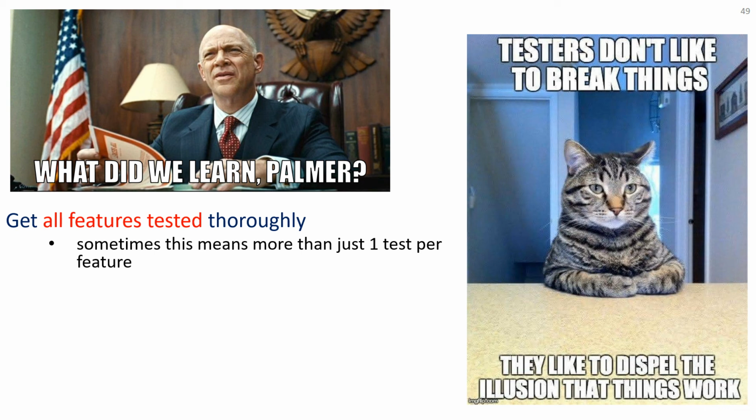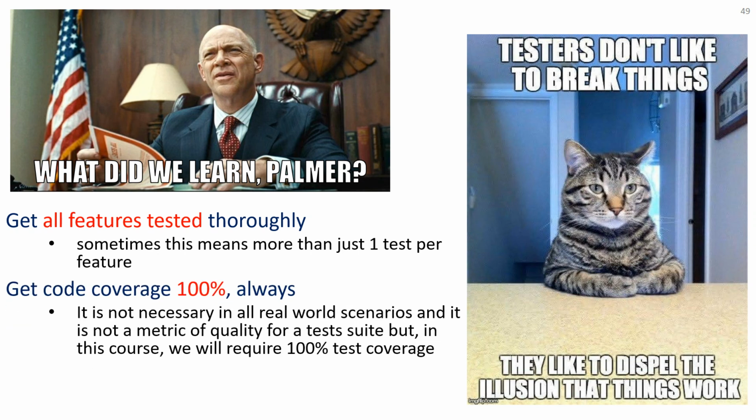If you have 5 features in your requirements, make sure each of them has been tested. If you have 20 lines of code in your solution, make sure all 20 lines of code get triggered at some point by one of your tests. They don't have to be triggered by every test. It's impossible. But at least when you run all of your tests, make sure that everything gets triggered at least once.